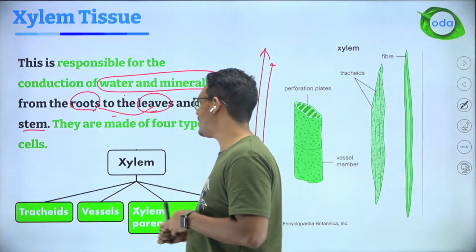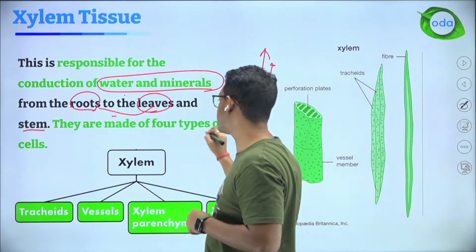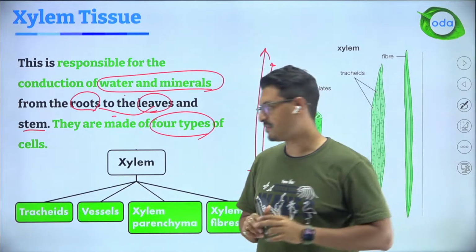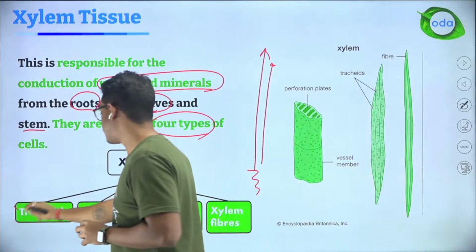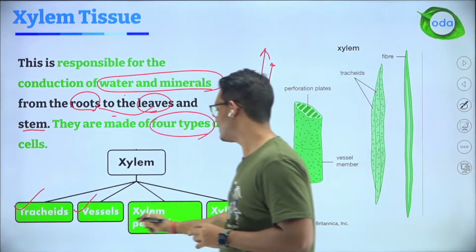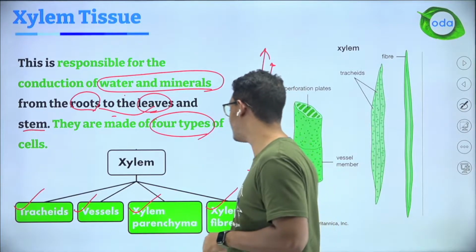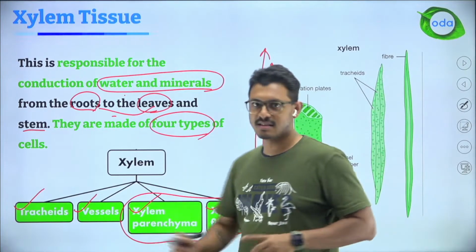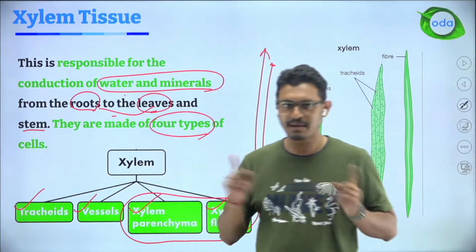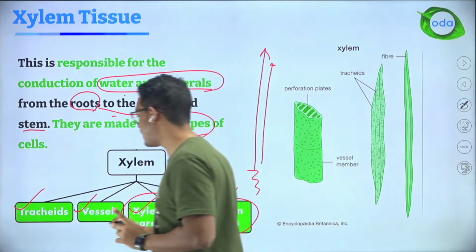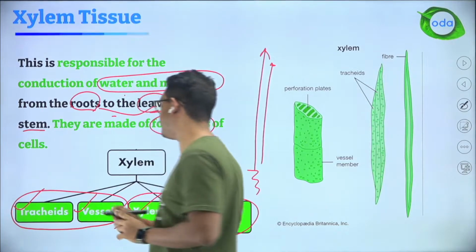Okay. Now, when it comes to this tissue, xylem tissue is made up of mainly four types of cells. Four types of cells: tracheates, vessels, xylem parenchyma, and xylem fiber. These two are very easy to remember actually, because in case of phloem also you will have a phloem parenchyma and phloem fiber. The ones that you need to remember are these: tracheates and vessels.